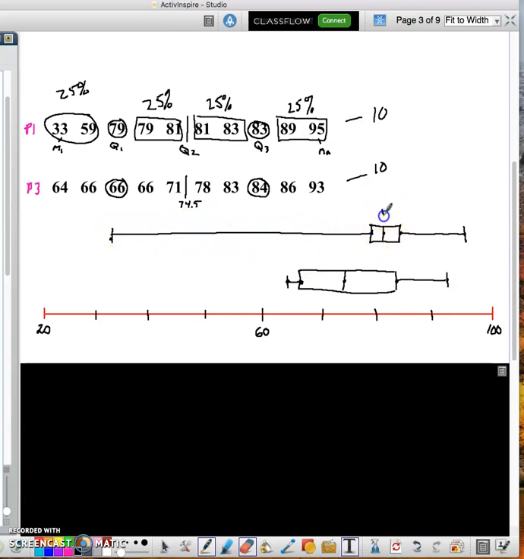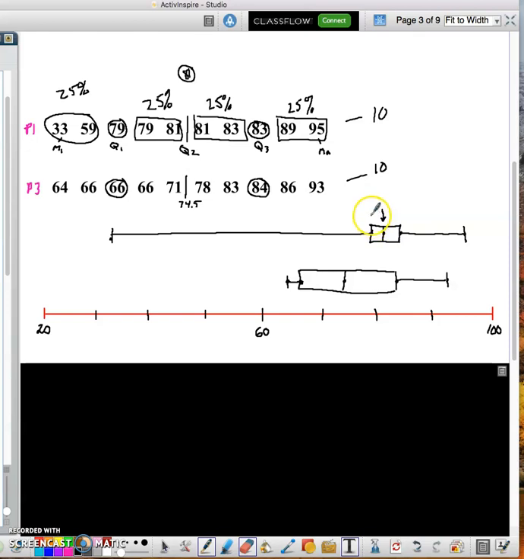What is this number? This is the middle. This is the 50th percentile. Half the kids did better than 81. That's my middle. Half the kids did better than 81. Half the kids did worse than 81.